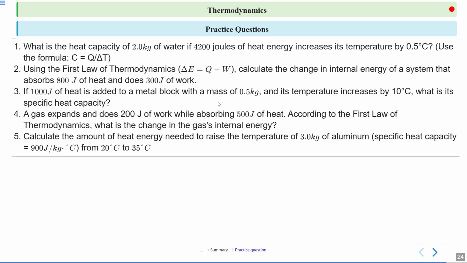Fifth, calculate the amount of heat energy needed to raise the temperature of 3 kg of aluminium from 20 degrees Celsius to 35 degrees Celsius. The specific heat capacity is given, that is 900 joules per kg per degree.